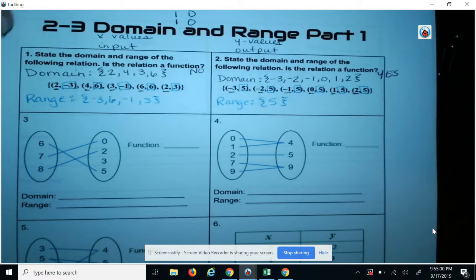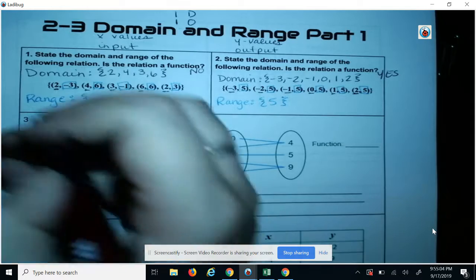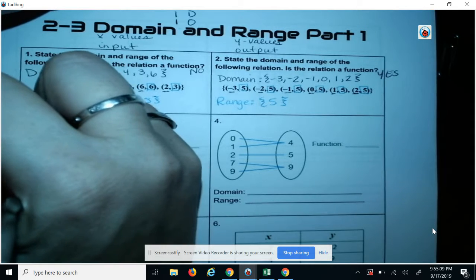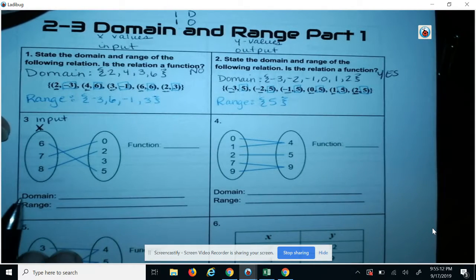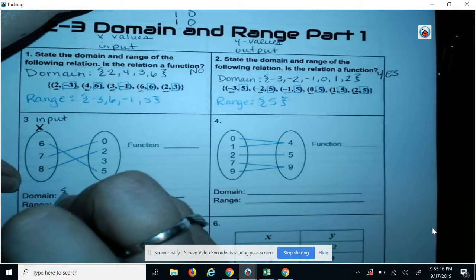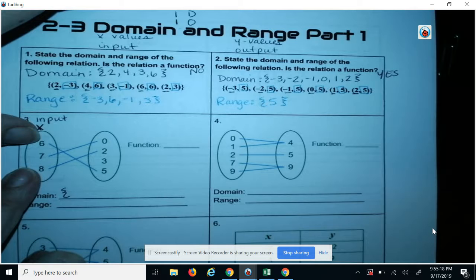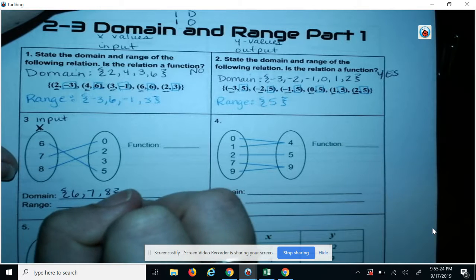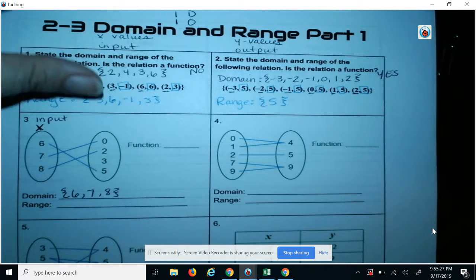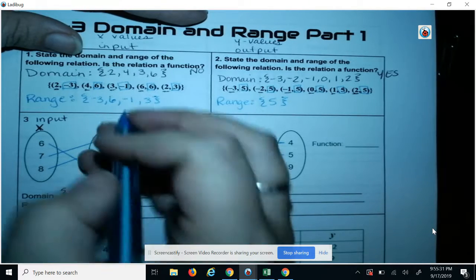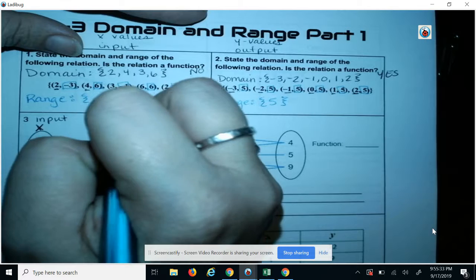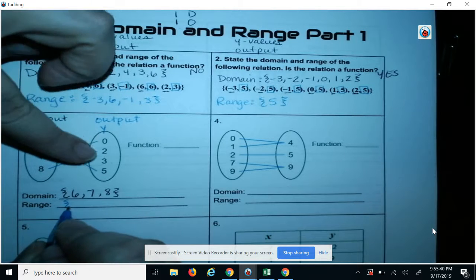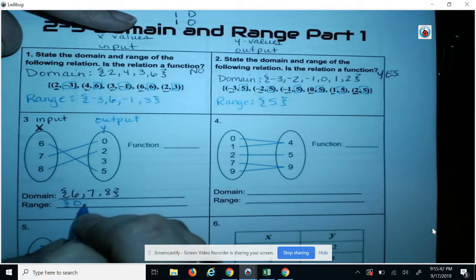All right, number 3 is a mapping. Remember, our set on the left is always the x, or the input. So that's our domain. Mappings are very easy. You can see all the numbers right there, so we're just going to write everything in that set. And our range is always the y's, or the output, which is the set on the right. So I'm going to list those in curly brackets, all the numbers I see on that right-hand side.